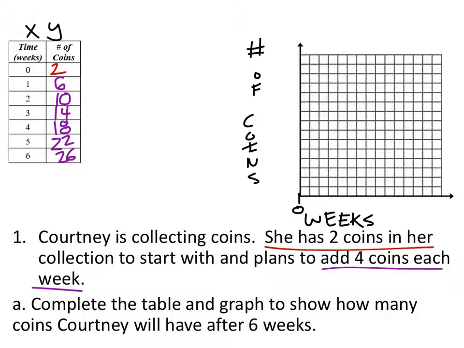So starting at 0 weeks, I'm just going to say each line represents 1 week. So it'd be 1, 2, 3, 4, 5, 6, 7, 8, 9, 10, and then 15 on the end there.